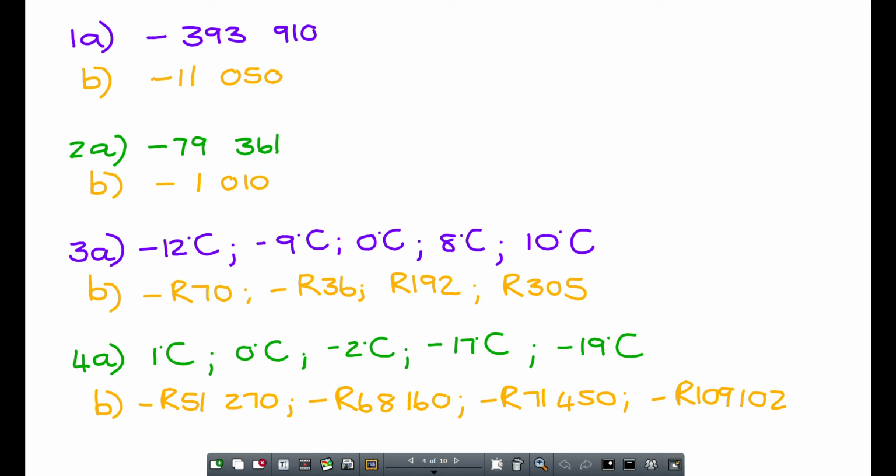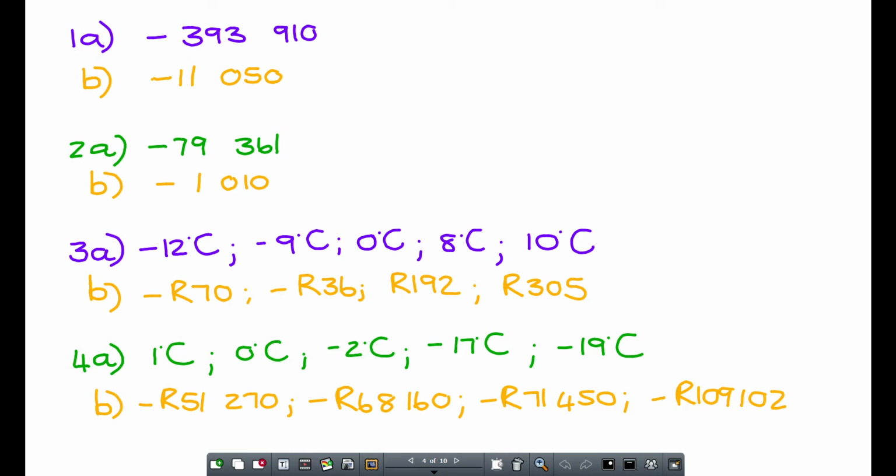Right, then B. Also from the small numbers to the bigger ones. So we start with our negative numbers. So first minus 70 Rand, then minus 36 Rand, and then 192 and 305. Any questions there? You guys good? Okay, then number 4A.